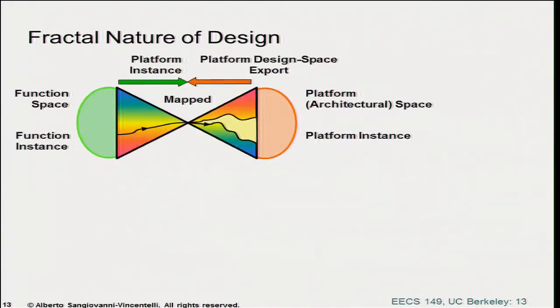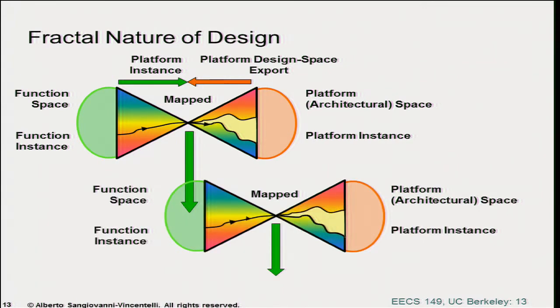Okay. So, and this is what I call the fractal nature of design, because the process repeats always equal to itself at all layers of abstraction. We said before, the component doesn't exist, so I have to implement it, and I'm going to do the same thing all over again, right? And so you can go down up to the atom level if you want to, right? So the reasoning is always the same.